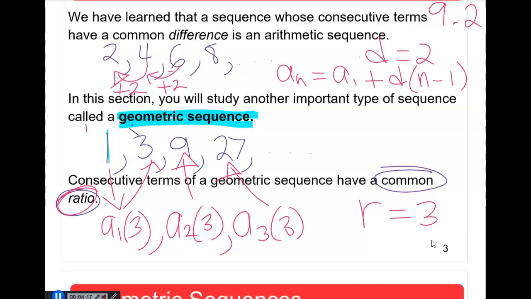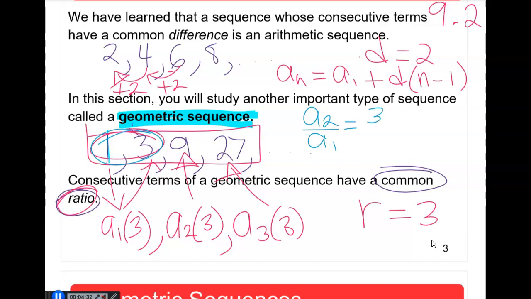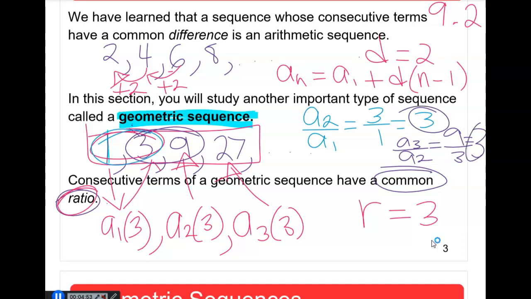How will we find this if we have a list of a sequence, a geometric sequence? Well, we will take the second term, a sub 2, and divide it by the first term, a sub 1. So in this case, it could be 3 divided by 1, which is 3. Similarly, we could take the third term and divide it by the second term. So this will be 9 divided by 3, which is 3. I'm only going to check 2, but yes, that gives us the same. That's why we call it the common ratio.